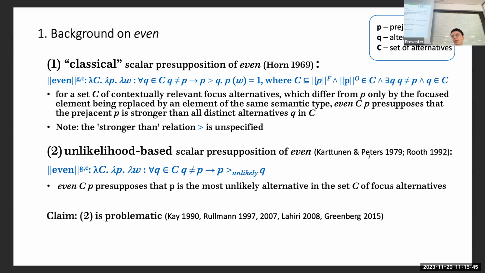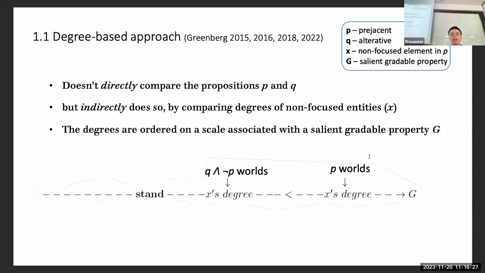One of the most popular specifications of this relation was suggested by the unlikelihood-based account. John just talked about it. So the unlikelihood-based account says that "even C P" presupposes that P is the most unlikely alternative in the set C of focus alternatives. And again, as John said, there have been some claims about the unlikelihood account being problematic. I'm not going to present the motivations for these claims, but I would be happy to discuss it later. So now let's present the degree-based approach first.